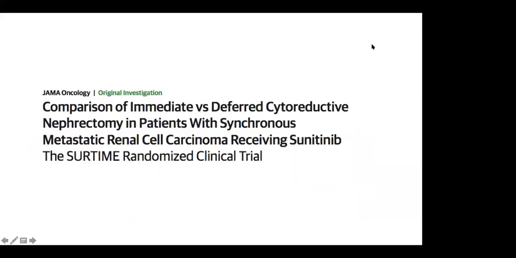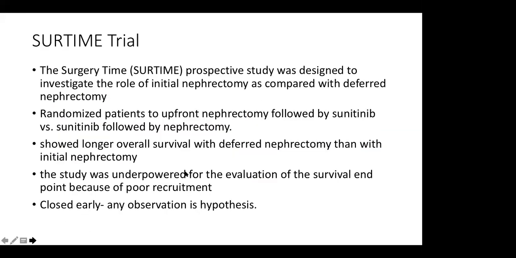So we'll very briefly touch on the CYTO-KIDNEY trial, because CARMENA was the main talking point, which compared immediate versus deferred cytoreductive nephrectomy in patients with synchronous metastatic RCC receiving sunitinib. The CYTO-KIDNEY randomized controlled trial was a brief prospective study, and patients had upfront nephrectomy followed by sunitinib versus the other way around. It suggested longer overall survival with deferred nephrectomy than with initial nephrectomy.